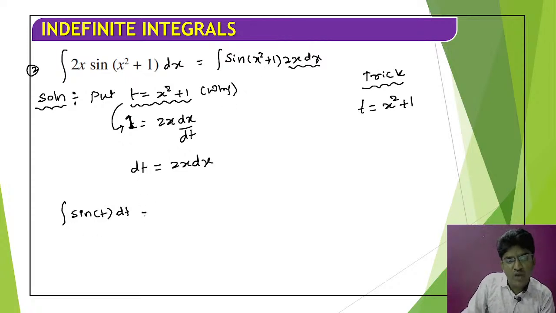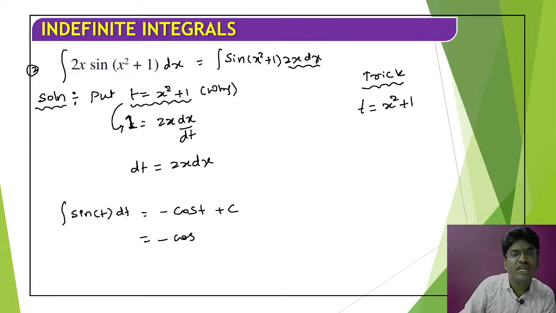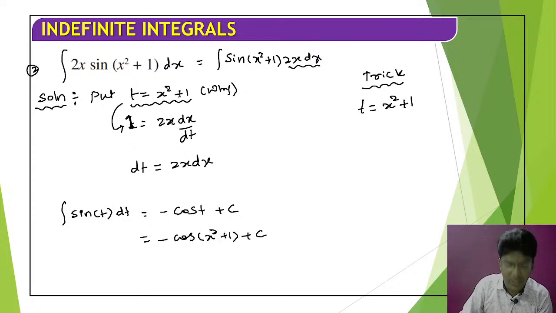Now if I integrate sin t, I know that it will be minus cos t plus c. Now, what is t? That is x square plus 1. In the place of t I will write x square plus 1. Therefore, minus cos of x square plus 1 plus c will be your answer. Clear?